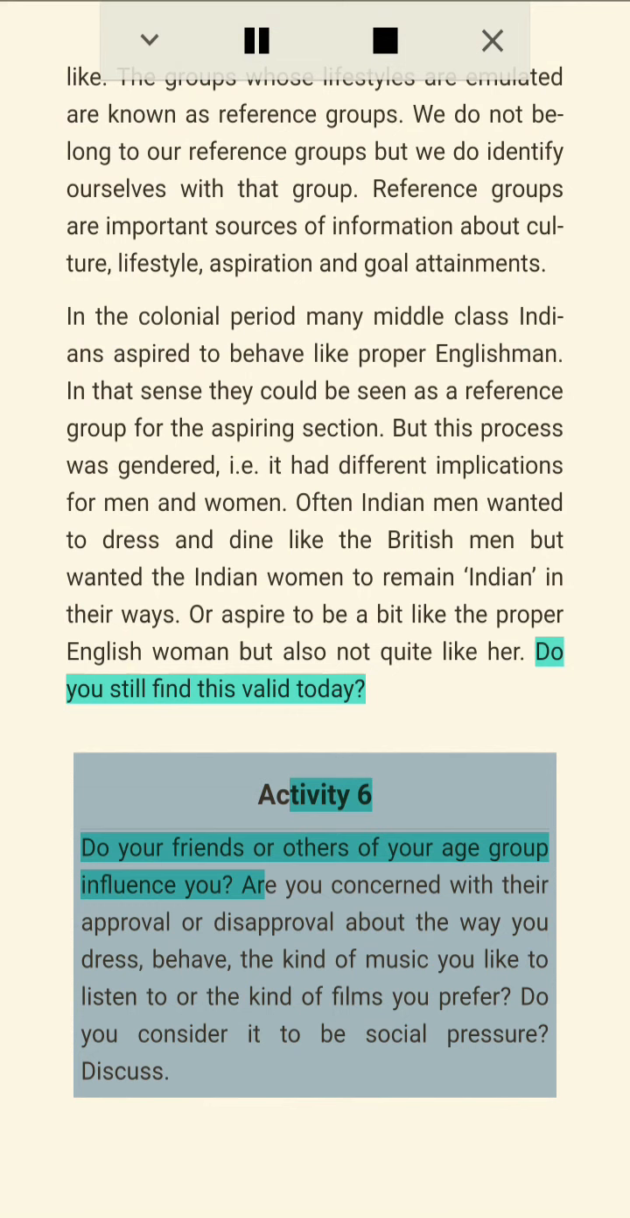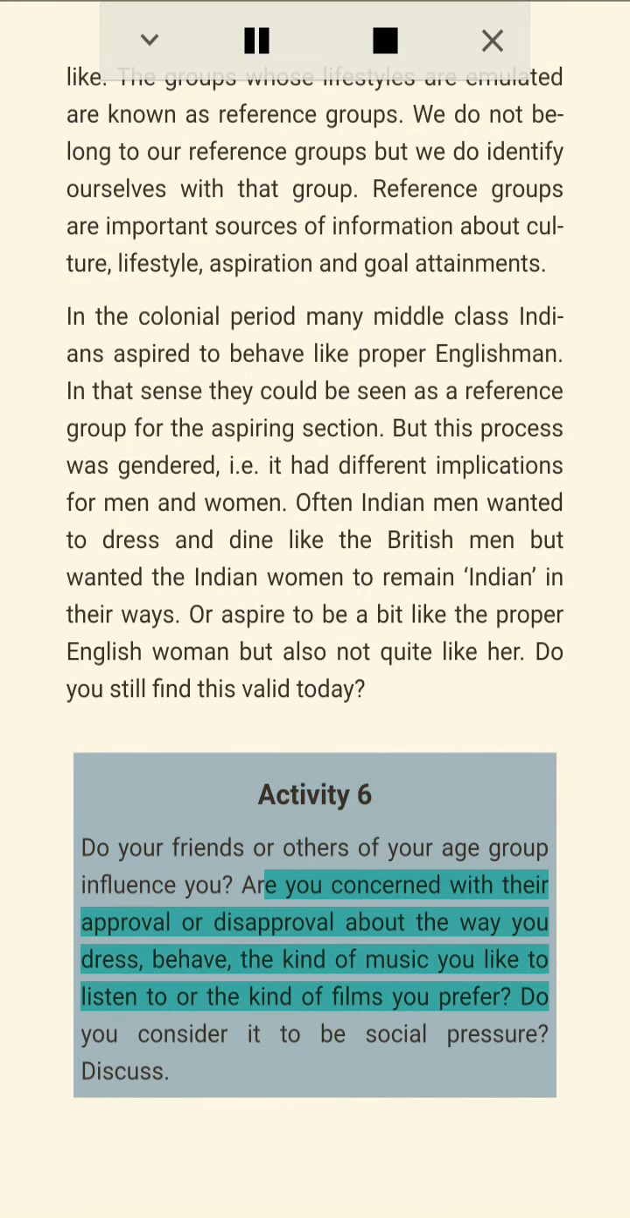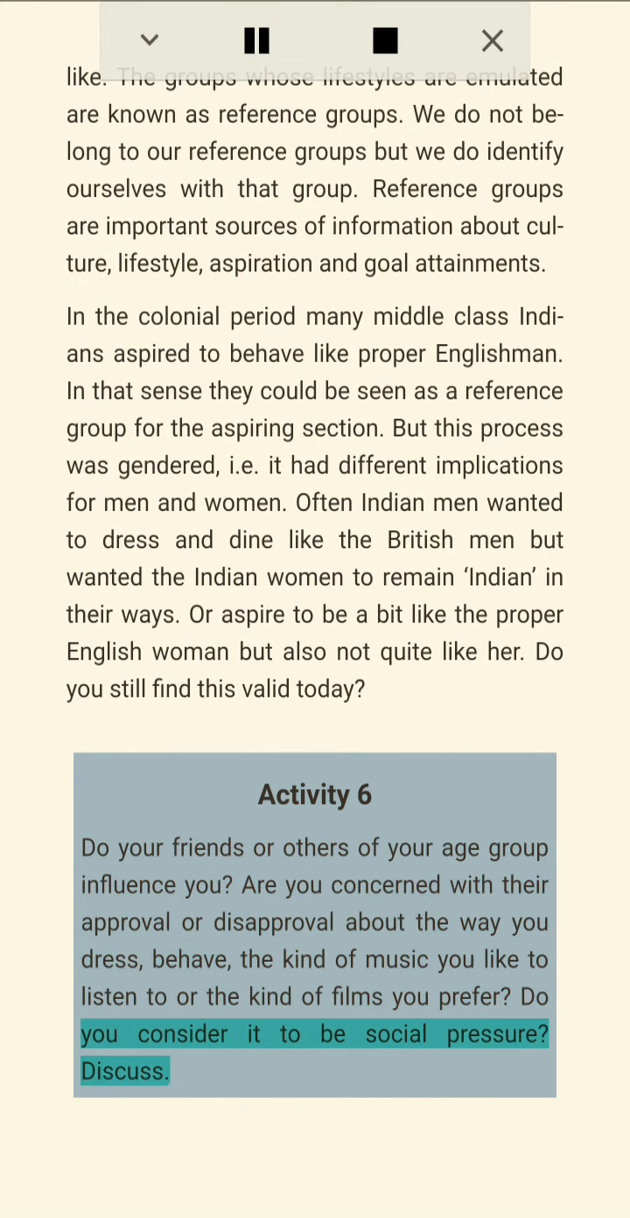Do you still find this valid today? Activity 6. Do your friends or others of your age group influence you? Are you concerned with their approval or disapproval about the way you dress, behave, the kind of music you like to listen to, or the kind of films you prefer? Do you consider it to be social pressure?